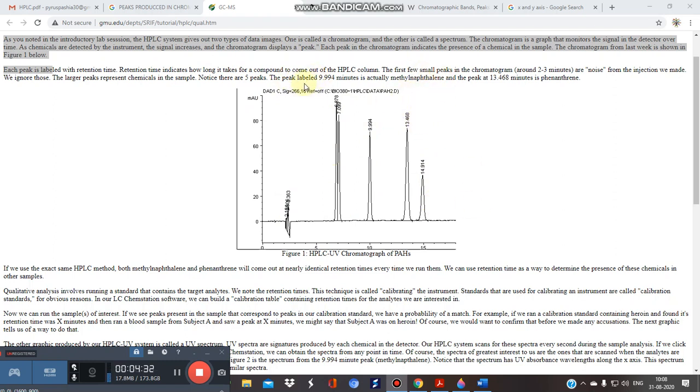So the peak, for example, that is labeled 9.94 minutes, it is a retention time of 9.94 minutes. It means this is a particular compound, methyl naphthalene, for example. And the peak at 13.468 represents another compound, phenanthrene.